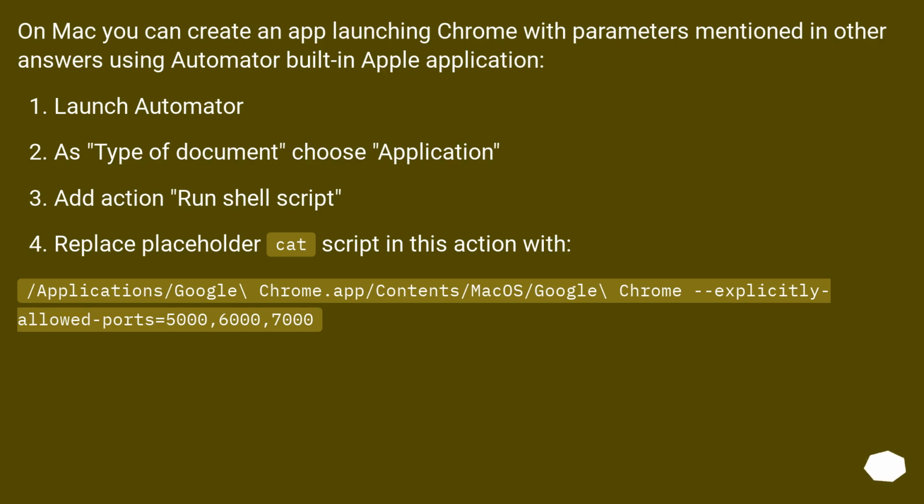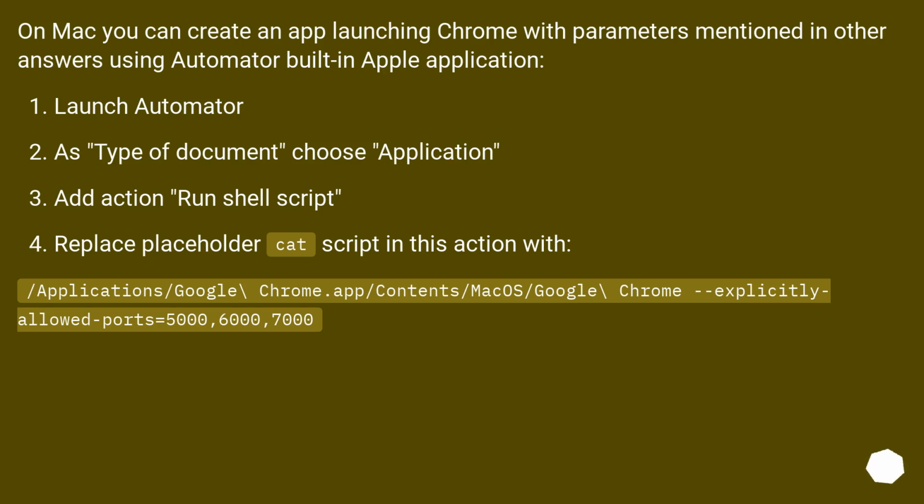On Mac you can create an app launching Chrome with parameters mentioned in other answers using Automator, the built-in Apple application. Launch Automator. As type of document choose Application. Add the action Run Shell Script.